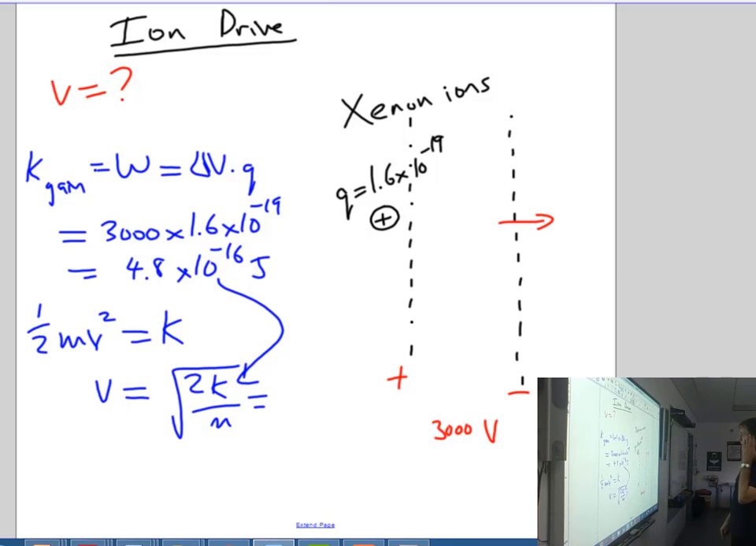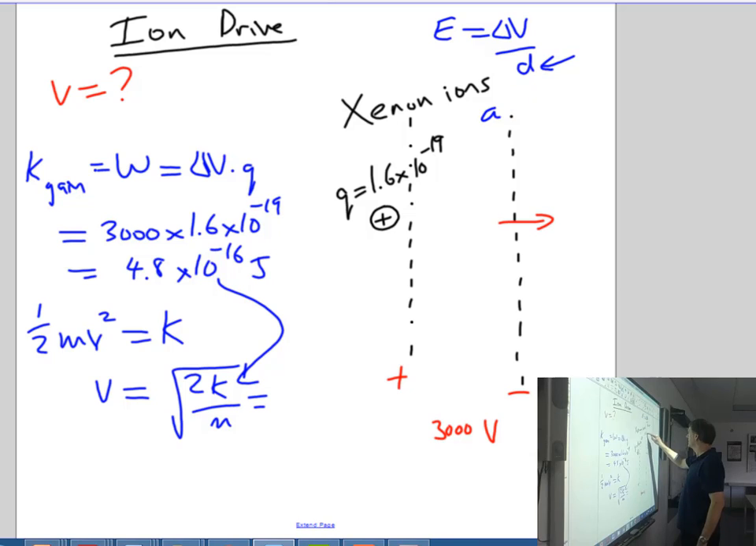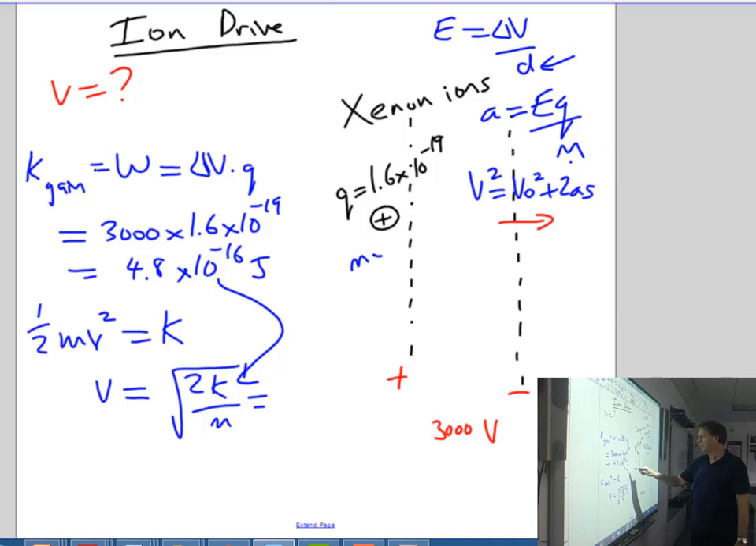Now if you do it the other way, by equations of motion, it would be quite hard because we haven't been told the distance between these plates, so you would have been stuck finding the field strength to start with. You could have done it in terms of d, I suppose. And then to work out the acceleration, a is equal to Eq over m. I haven't told you the mass of the xenon ions, so you need to know that in both cases. I'll actually give you the mass of the xenon ions to work that out. And then you'd have to work out v squared equals v0 squared plus 2as. So I still think this is a quicker way of doing it in terms of energy considerations.